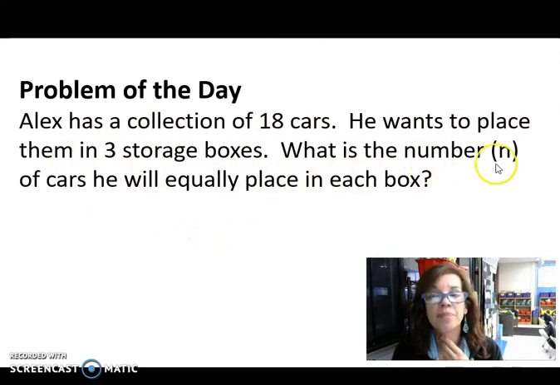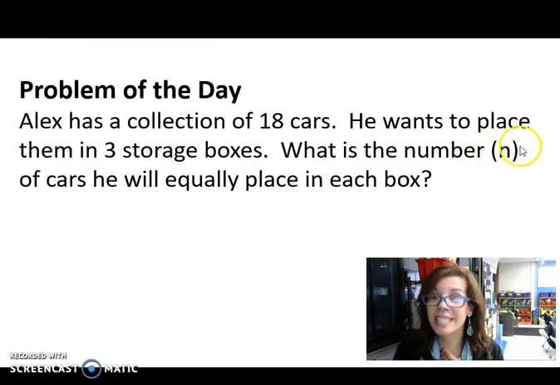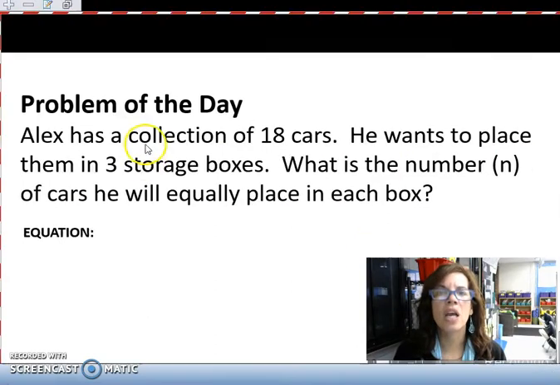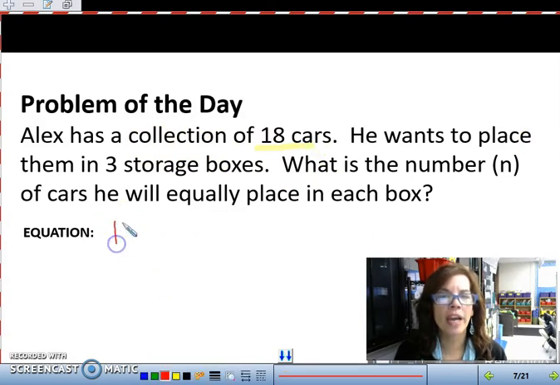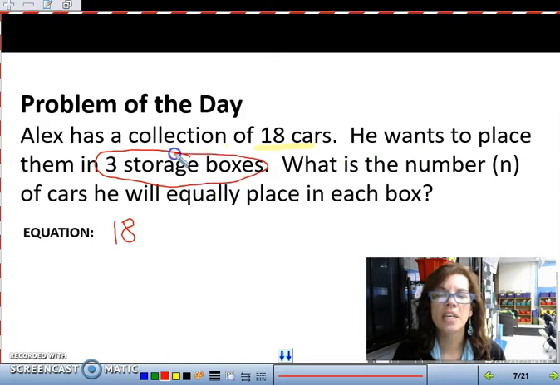What is the number? Remember when Senora Iguez showed us the missing number, and you can put it in parentheses, of cars that he will equally place in each box. So in this equation, I'm just asking you to really think about the large number. We have 18 cars. You would write your equation with your larger number, 18. Remember, boys and girls, they're going to go into equal groups. So we would share them equally into equal groups. And then you would have your 3 boxes. That would be your 3 boxes.